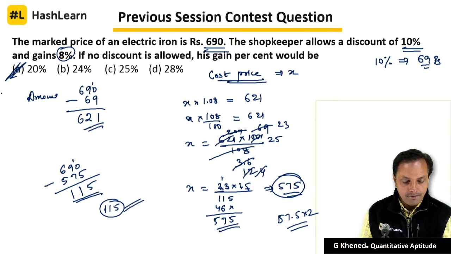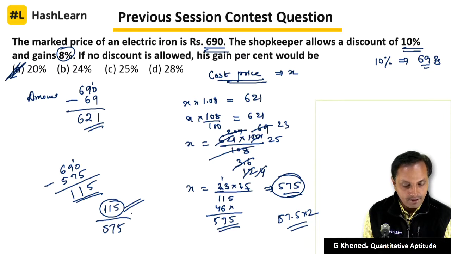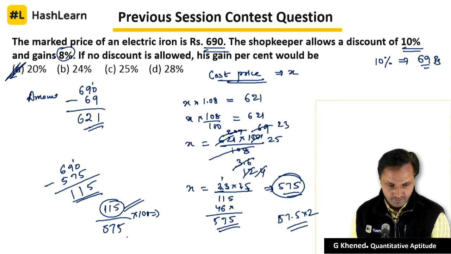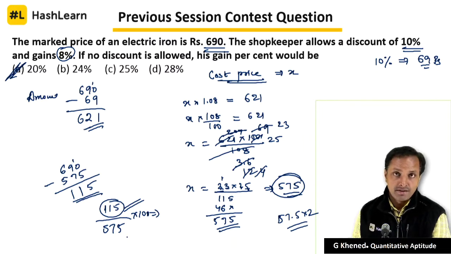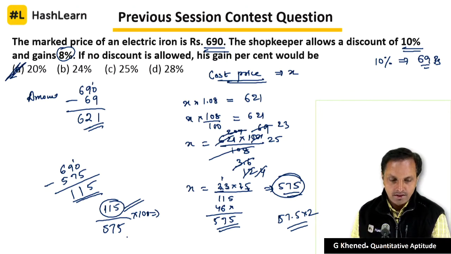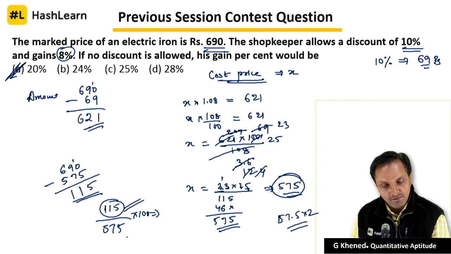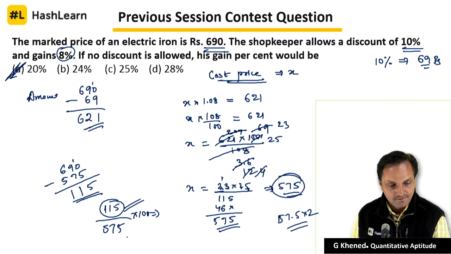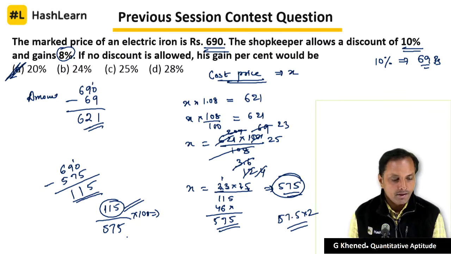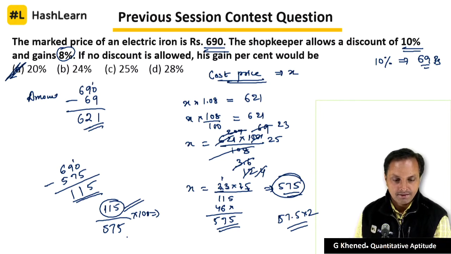20%. 115 divided by, what is the cost price? 575 into 100 you need to do, that will give you 20%. Or you can do the calculation in the mind. 575, 10% will be 57 rupees 50 paisa. When you multiply it with 2, that will give you 115. So therefore 20% is the answer.